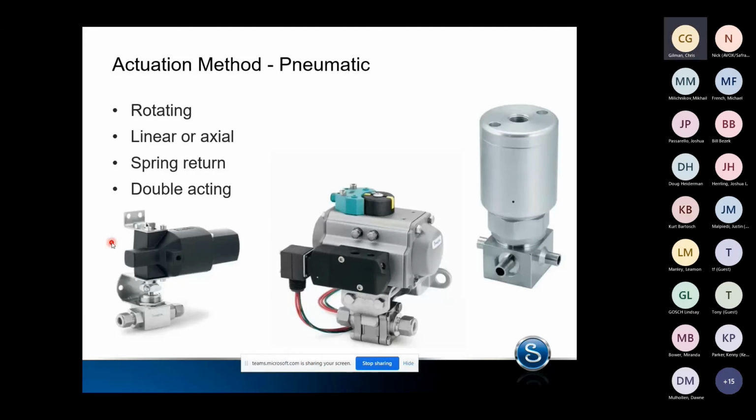While I have you stopped, are the solenoid valves available explosion proof? Yes, we have a couple explosion proof options.